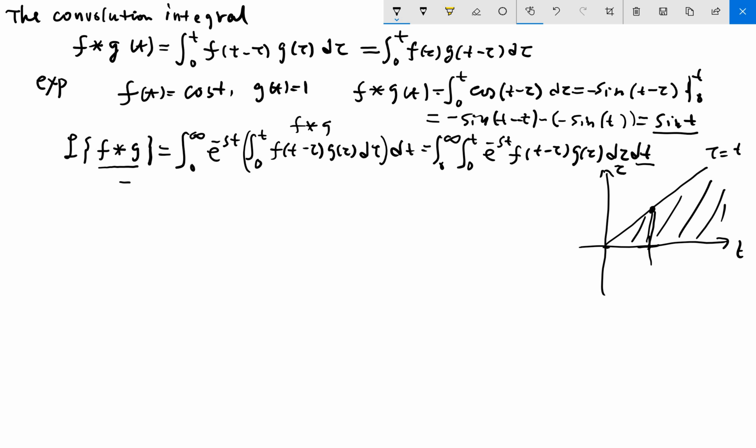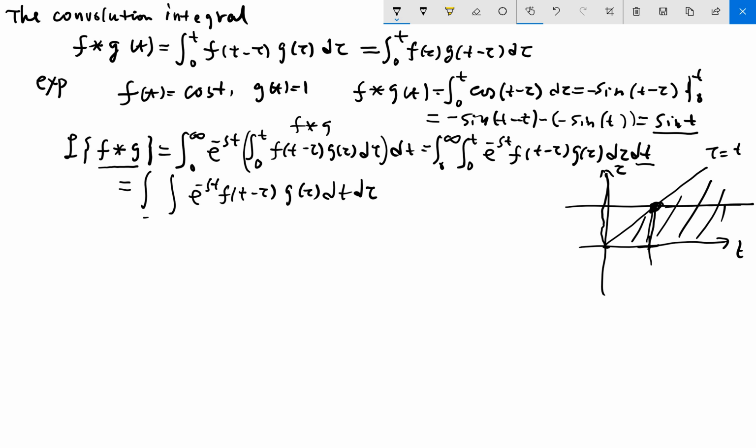Now what we're going to do next is switch from d tau dt to dt d tau. So everything is the same: e to the negative st, f(t minus tau), g of tau. Now we want dt first, then d tau. Let's fill in those limits. We go this way: tau from 0 to infinity. Then you fix tau in between. Your t should be bigger than this one and less than infinity, right?